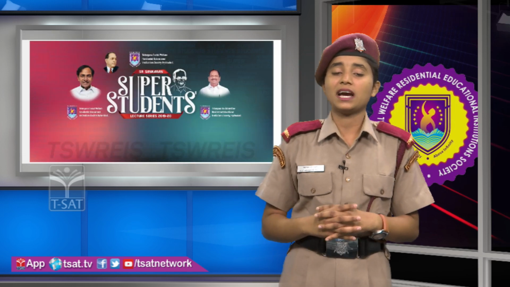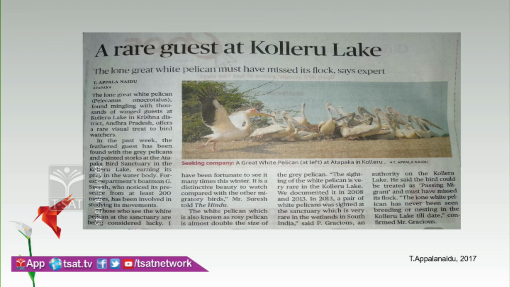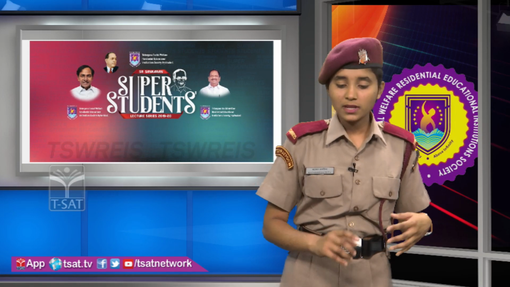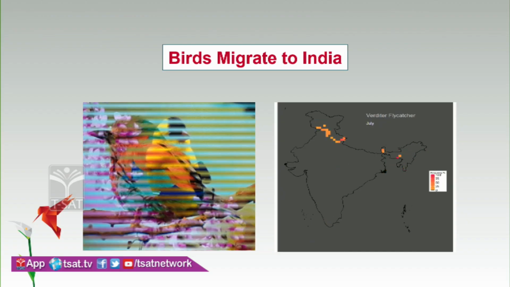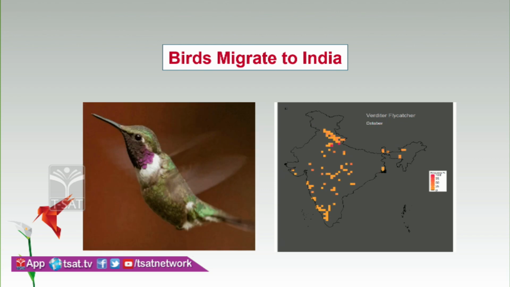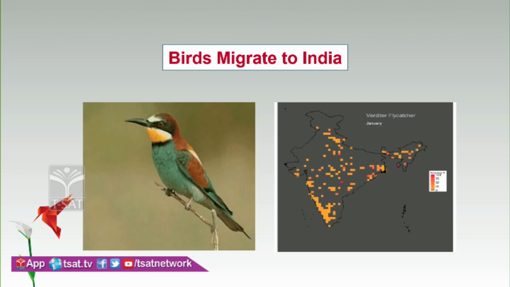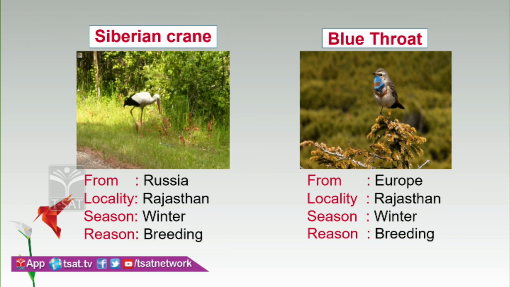This is an article which I found recently in a Hindu paper, where it describes a great white pelican that migrates from Europe to Krishna district of Andhra Pradesh in our country. By that I came to know that India is a place where most birds migrate to. I prepared a list of birds. Let us see them. Siberian crane.